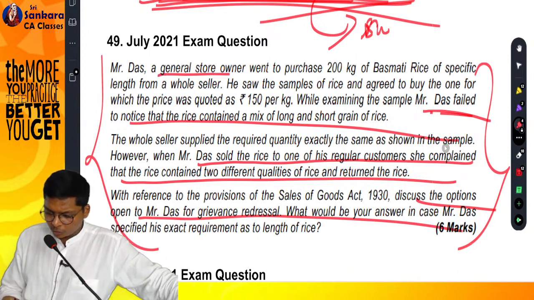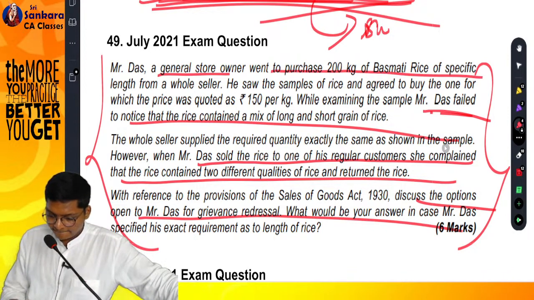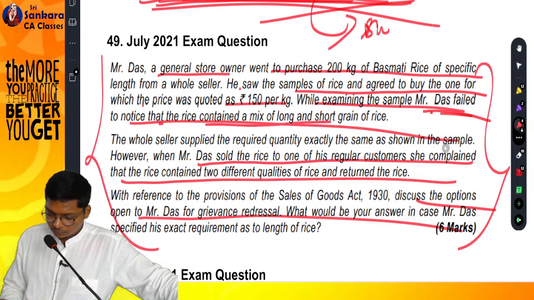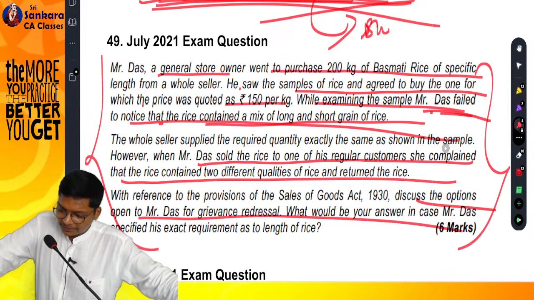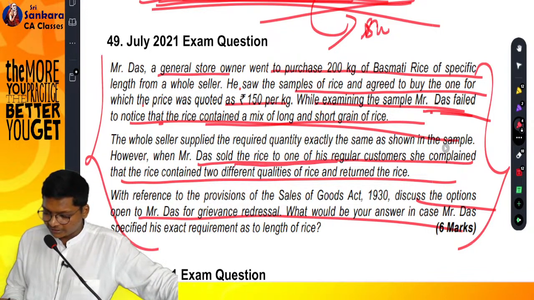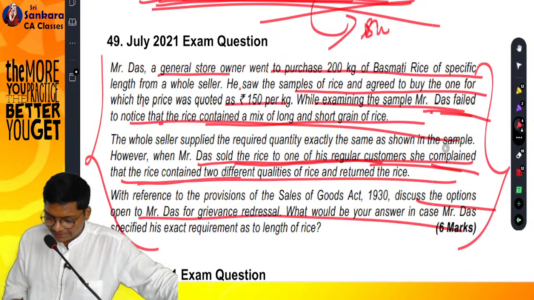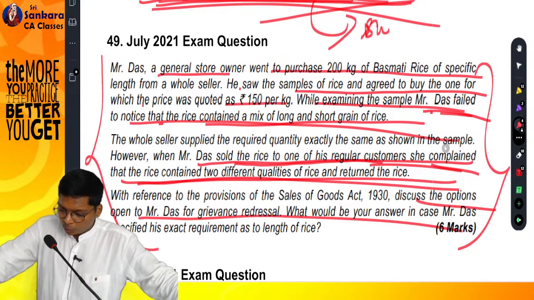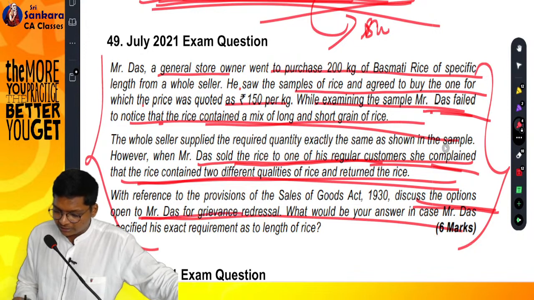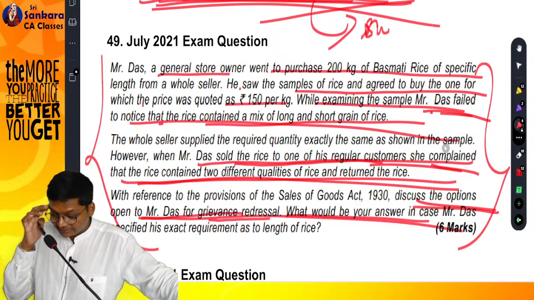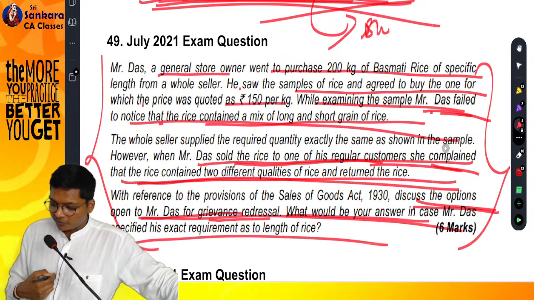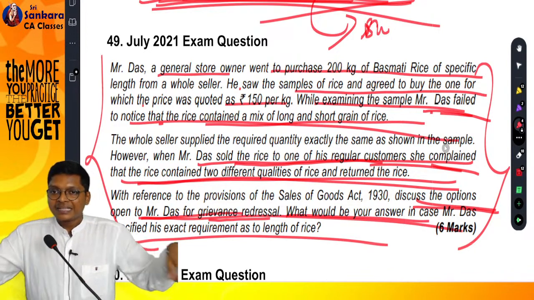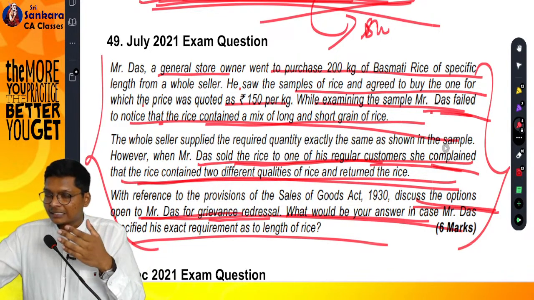Das, a general store owner, went to purchase rice. The wholesaler supplied the quantity exactly as shown in the sample. However, when Das sold the rice to one of his regular customers, she complained the rice contained 2 different qualities. Two questions. Discuss the options open to Das for grievance. What would be your answer in case Das specified the exact requirement of quality of rice? First case, caveat emptor, Das has to use ordinary diligence.